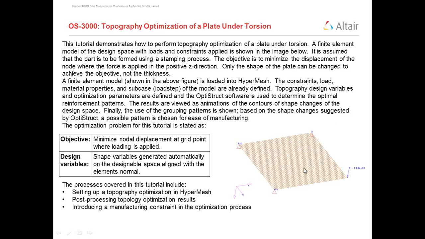So bead patterns will go through different manufacturing constraints, and we will also see what constraints you can put to get better bead patterns as per the manufacturability. The optimization problem for this tutorial is stated as: the objective is to minimize the nodal displacement at the grid point where the load is applied, and my design variable is the shape variable generated automatically on the designable space aligned with the element's normal. The process covered in this tutorial includes setting up topography optimization in HyperMesh, post-processing topography optimization results, including manufacturing constraints in the optimization process.